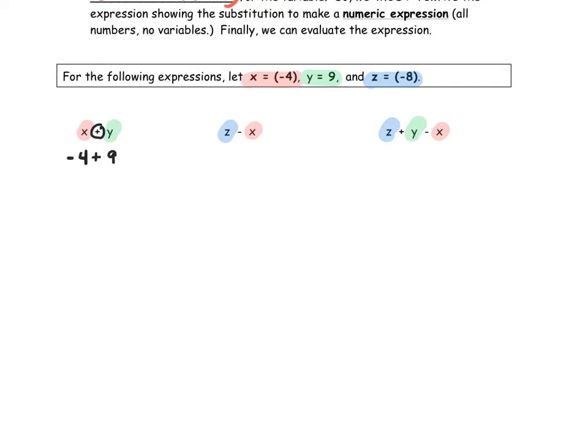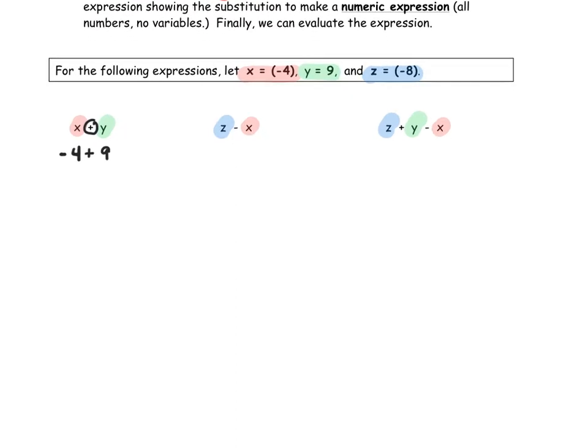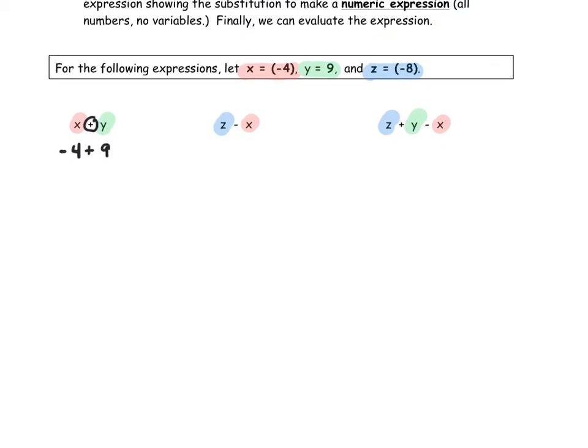I can see that these two numbers are different signs, so I'm going to go ahead and take 9 minus 4, since they're different signs. That would give me 5. And then I have to decide whether it's more positive or more negative value. I can see that 9 is positive, so my answer is positive.